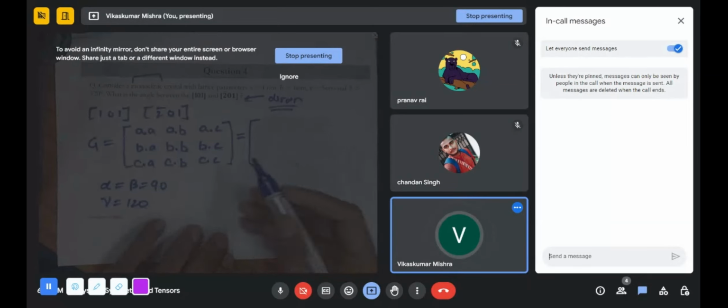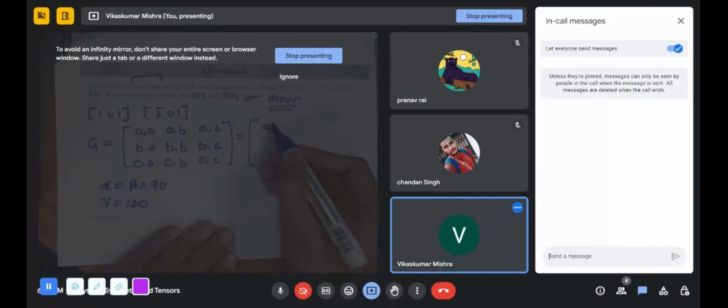So a dot a will be ab cos theta. Sorry, a dot a will be a square. A dot b will be ab times the cosine of the angle between them. What is the angle between a and b? The angle between a and b is gamma, that is cos of 120. Cos 120 is minus 1 by 2.